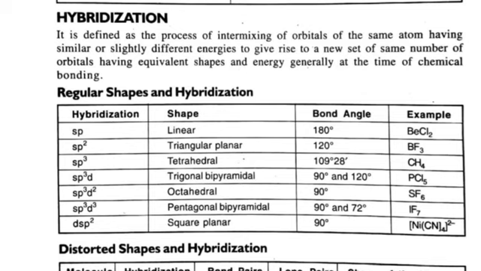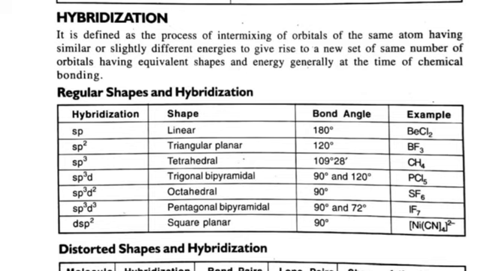Now let's discuss hybridization. It is the process of intermixing of orbitals of the same atom having similar or slightly different energies to give rise to a new set of the same number of orbitals having equivalent shape and energy, generally at the time of chemical bonding. Just remember the intermixing of orbitals: when two pure atomic orbitals mix to form an impure orbital, that impure orbital is called a hybrid, and the process is called hybridization.